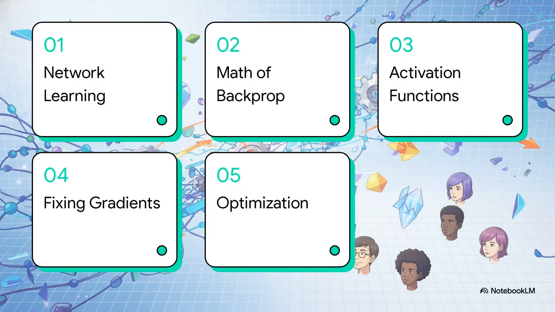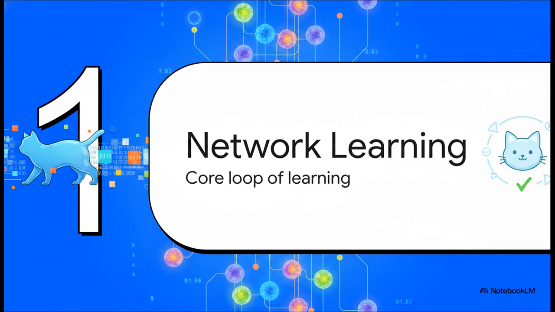Okay, let's dive into this roadmap. We'll look at how networks learn, the math of backpropagation, choosing activation functions, fixing unstable gradients, and finally optimizing our training speed. If some of these mathematical concepts sound heavy, do not worry, we are going to break them down step by step. Section 1. How neural networks learn. The core loop.